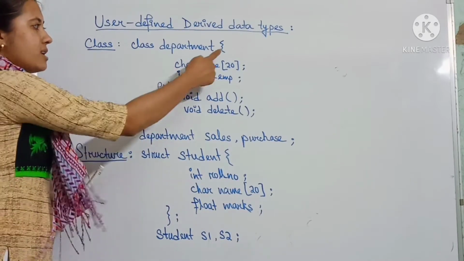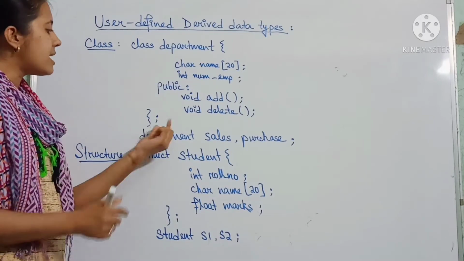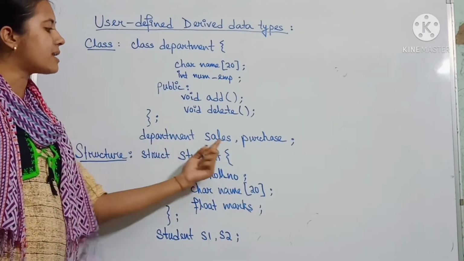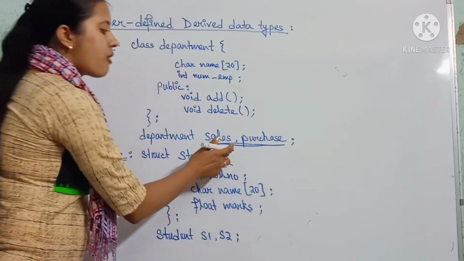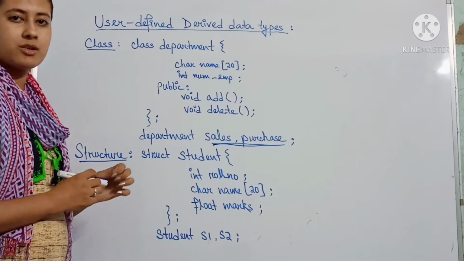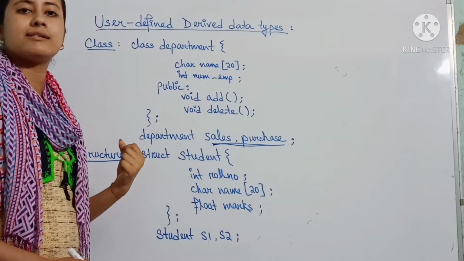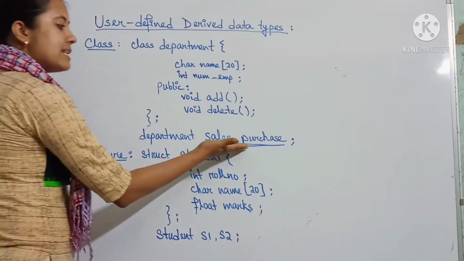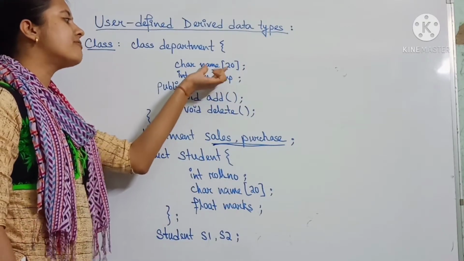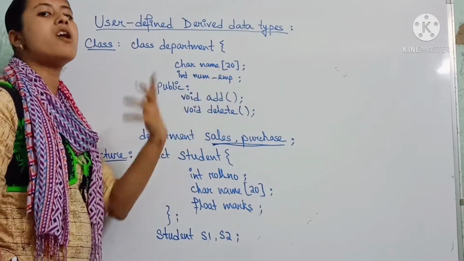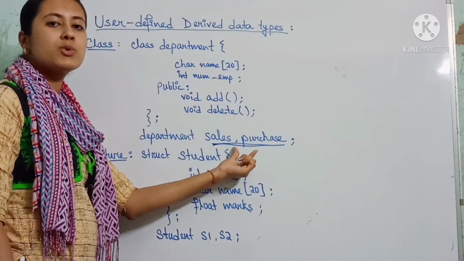Always remember that when you end the class definition, always put a semicolon. So here ends the class definition, and department, sales, purchase are nothing but objects of the class department. This sales and purchase are the objects of the department class. Now why do we need this object? If you want to assign some value to these data members, how will you assign? We cannot assign them directly. We have to assign through the object.